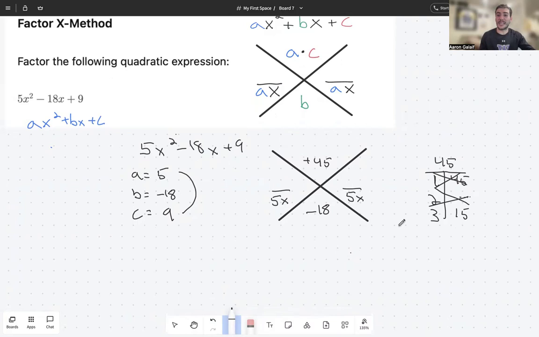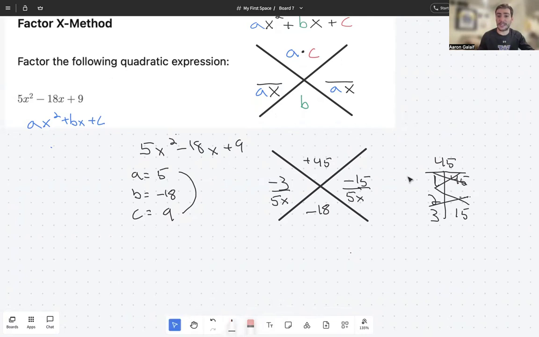So we can see that 3 and 15 can combine to negative 18 if they're both negative. So we're going to test it. We're going to have negative 3, negative 15. And we can see negative 3 minus 15 is negative 18, and negative 3 times negative 15 is a positive 45. So everything works out in our X.